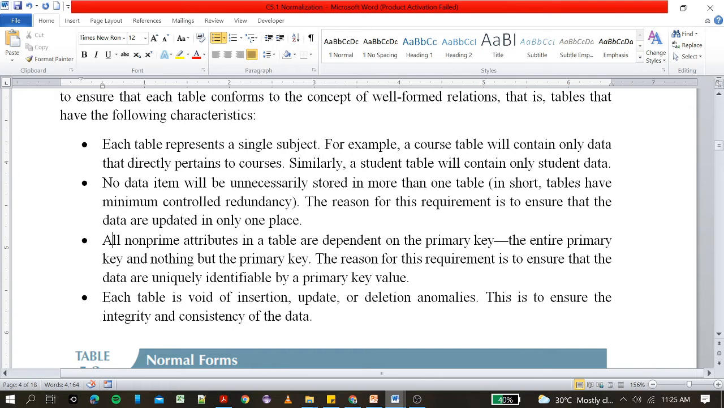Then, number 3, all non-prime attributes in a table are dependent on the primary key. So dapat lahat ng non-prime attributes, ibig sabihin ito yung hindi mga primary key, dapat ay nakadepende lamang sila dun sa iisang primary key. The entire primary key and nothing but the primary key. Okay? Hindi pwedeng dumepende sa ibang field or sa non-prime attributes. The reason for this requirement is to ensure that the data are uniquely identifiable by a primary key value.